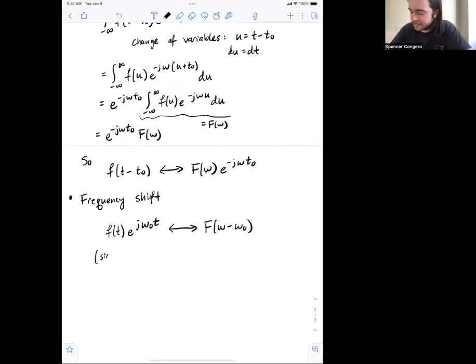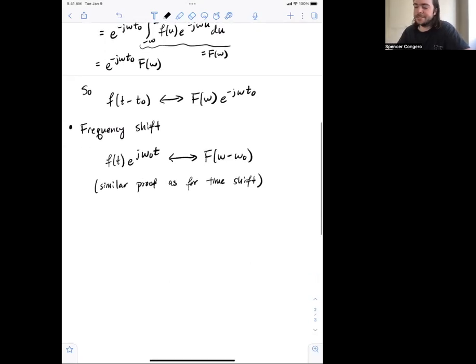And I'll just write this is a similar proof as for the time shift property. Okay, so you can try that on your own for practice. It's almost the exact same thing. Okay, what's the next one? Time derivative.